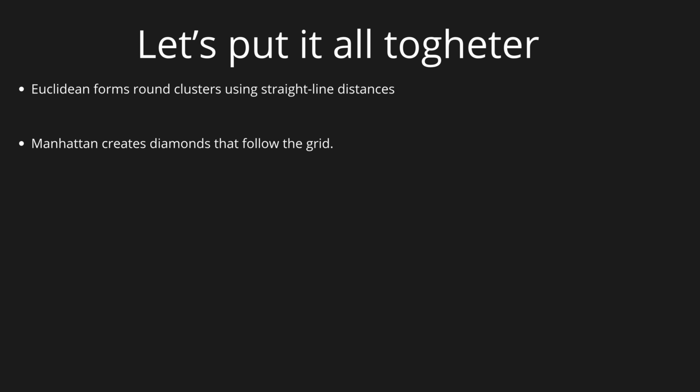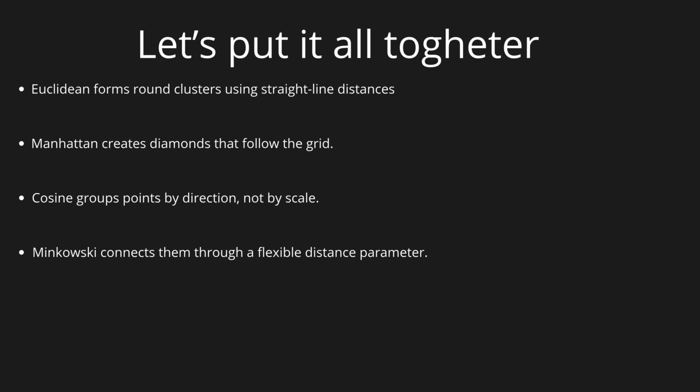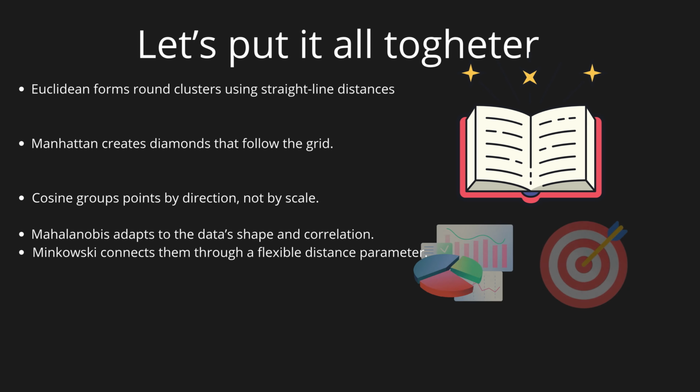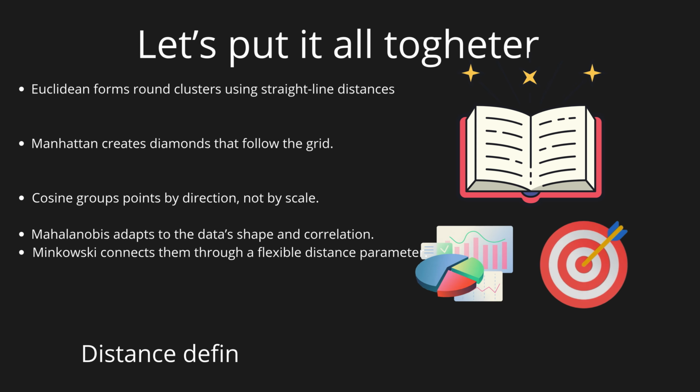Let's put it all together. Euclidean forms round clusters using straight-line distances. Manhattan creates diamonds that follow the grid. Cosine groups points by direction, not by scale. Minkowski connects them through a flexible distance parameter, and Mahalanobis adapts to the data's shape and correlation. Each metric tells k-means a different story about what it means to be close. The best choice depends on your data and your goal. So next time you run k-means, remember, distance defines the shape of your understanding.